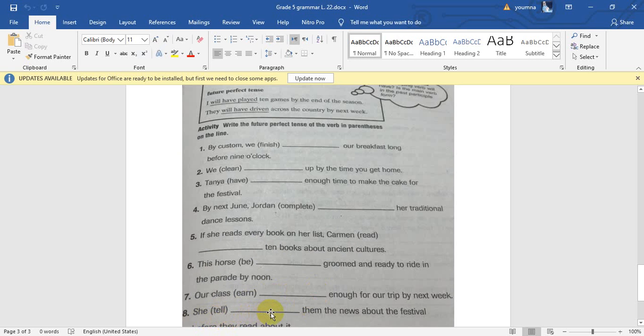Will have told. Like that, we have finished the 3 forms of the perfect tense, which are the present perfect tense, the past perfect tense, and the future perfect tense.